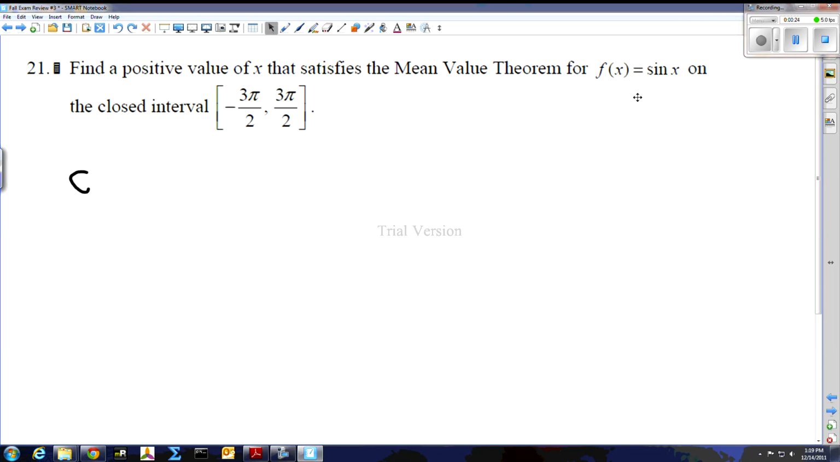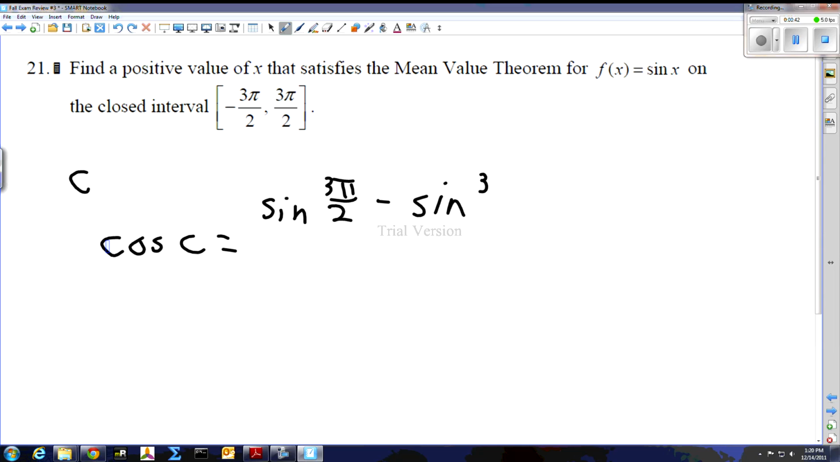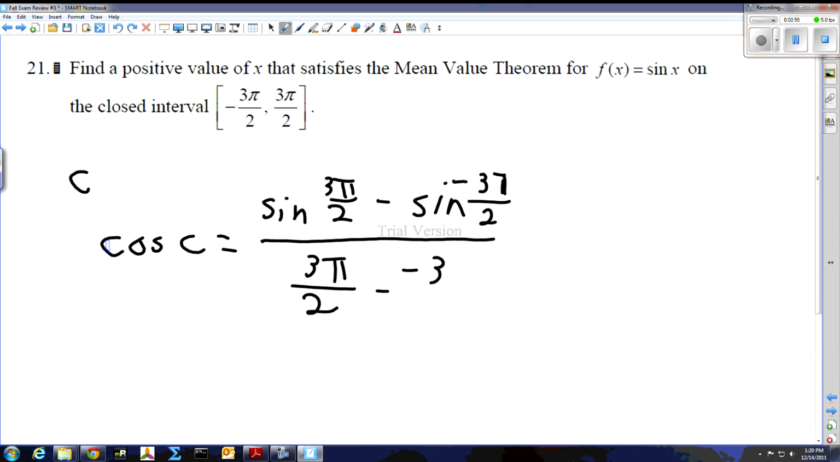So the derivative of f, which in this case is the cosine of c, has to be equal to the function value at one end, which is sine of 3 pi over 2, minus the function value at the other end, which is negative 3 pi over 2, has to be equal to subtracting the two y's. Basically, it's the slope formula that we've learned in the past.